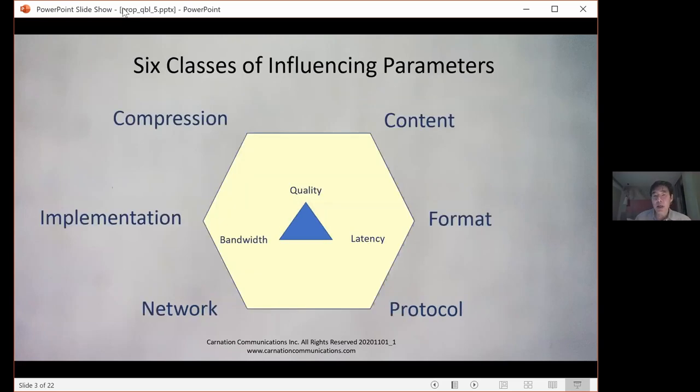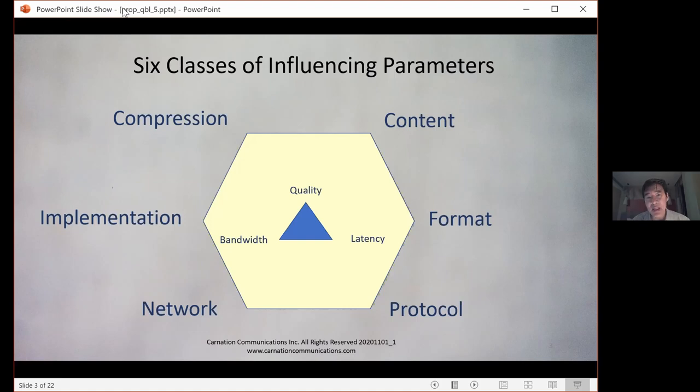Okay, so the way we see it, now here comes the part where we're trying to quantify and classify the various components associated with the various parameters. Inside, you see the resulting parameters, which are the quality, the bandwidth, the latency. But what are the parameters that actually influence these? We see them as six generic groups.